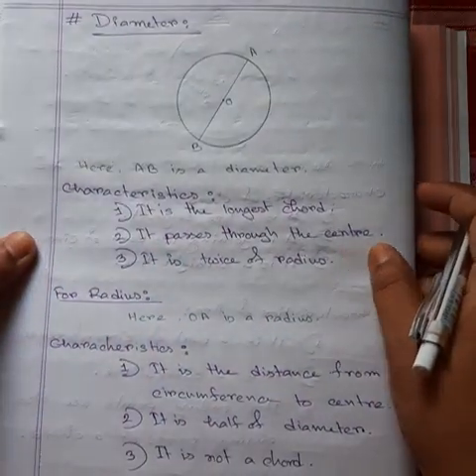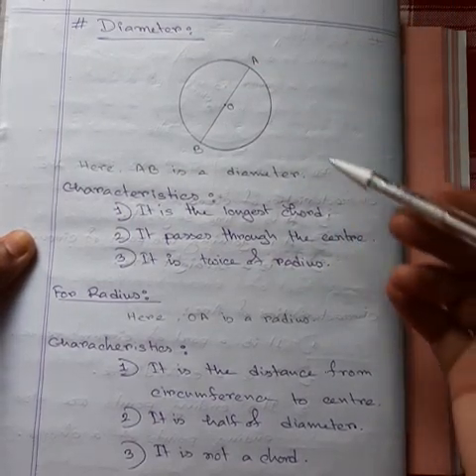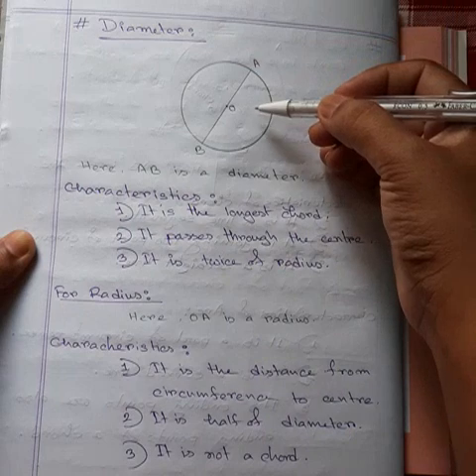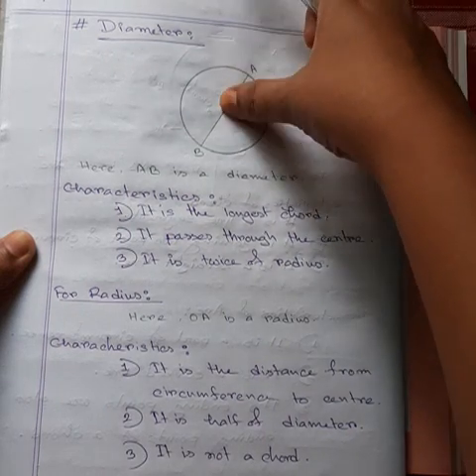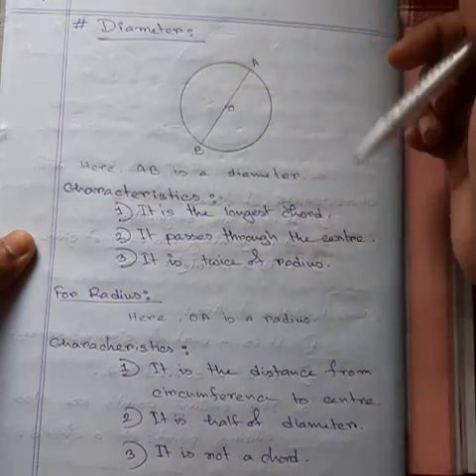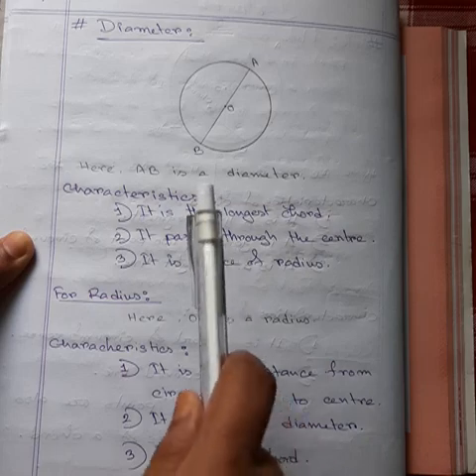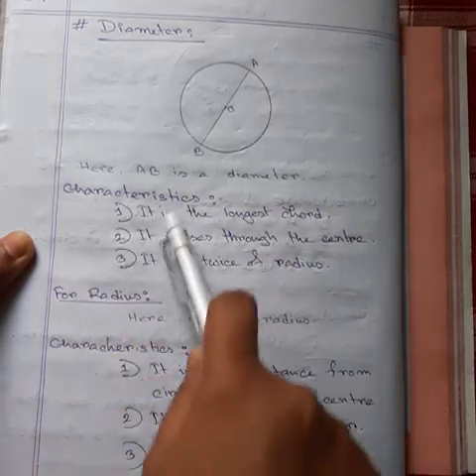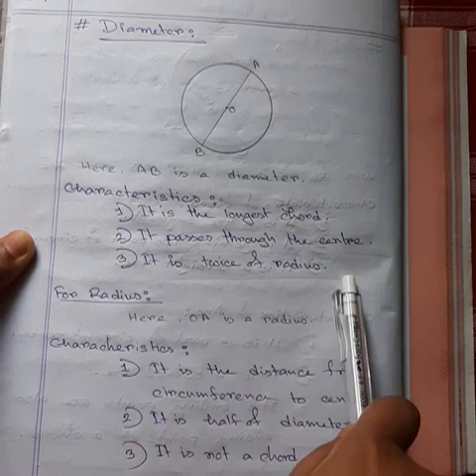Now here we have the same picture again for radius and diameter. When we are given only the radius, we will draw only half of it. We will not write that part, we will just erase it or not even write it. And this is the characteristic of the diameter: it is the longest chord, it passes through the center, and it is twice the radius.